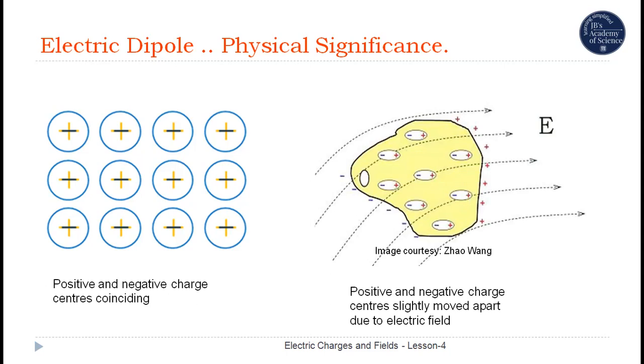Due to these equal and opposite forces, the negative charge center and positive charge center will be separated slightly. Now this is equivalent to an electric dipole. So a lot of molecular electric dipoles will be produced in the body due to the presence of an external electric field, as shown in the figure. So we can say the material is polarized due to the presence of the electric field. This phenomenon is called polarization of a material.